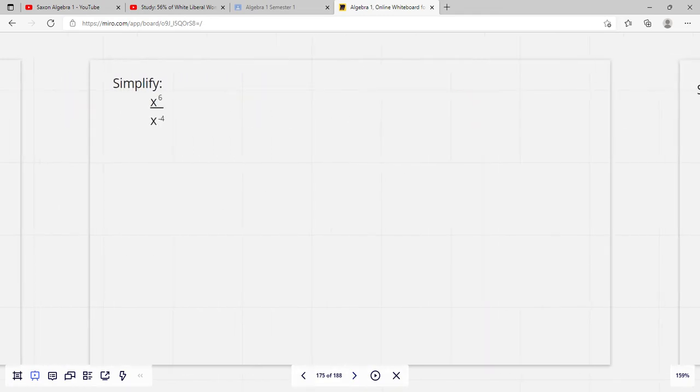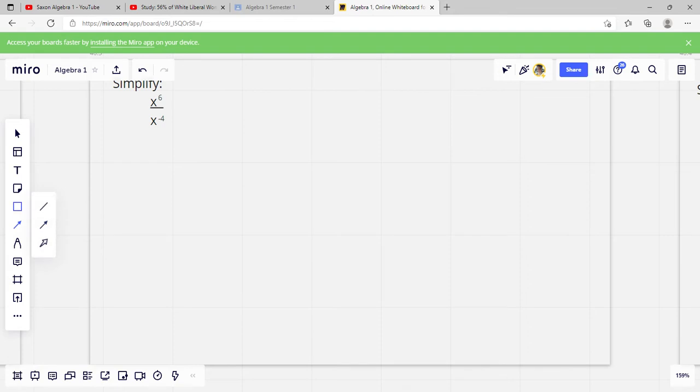Okay, this next one just says simplify. And there's 2 different ways that we can simplify this. We can write it with everything at the top, right? So we can move that to the top, and that would be plus 4. So we would have x to the 10th.